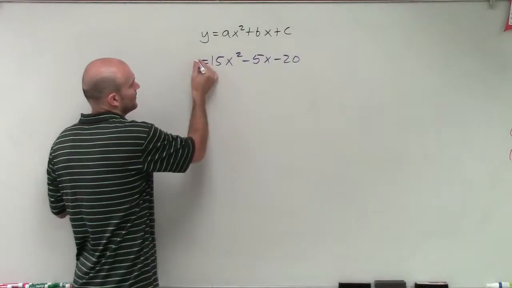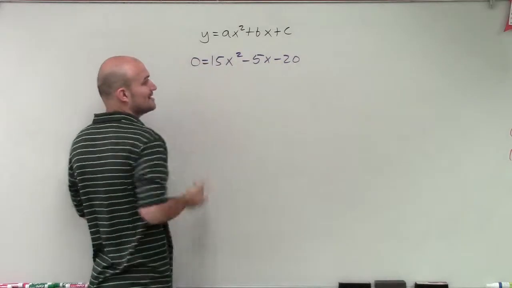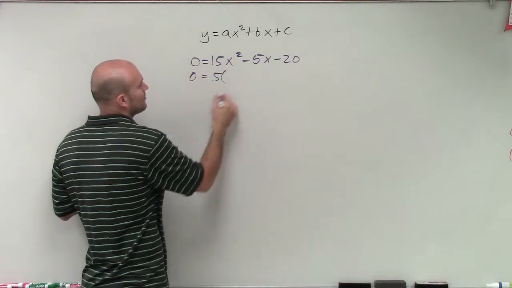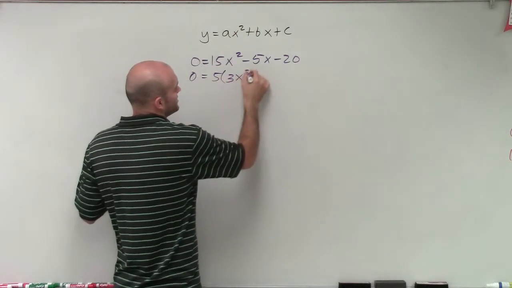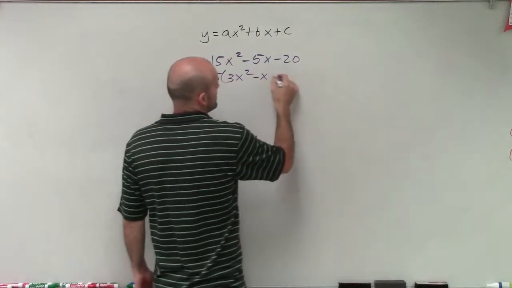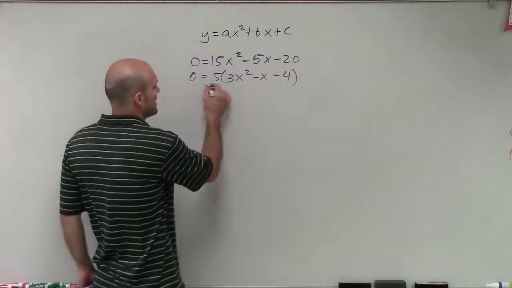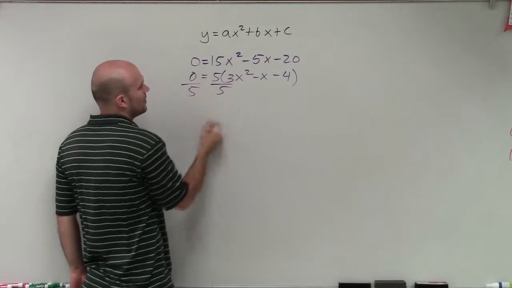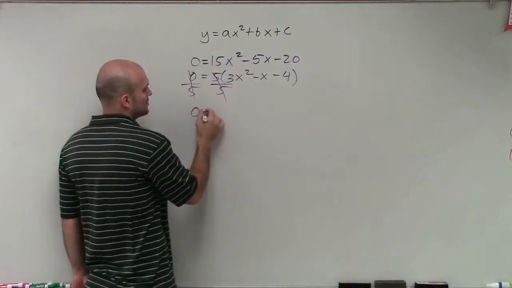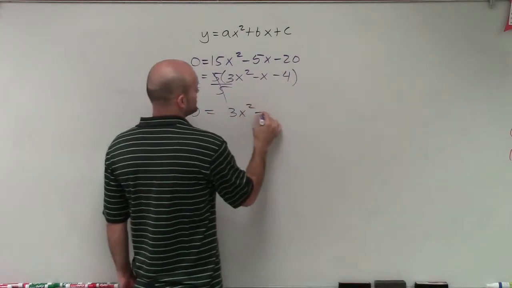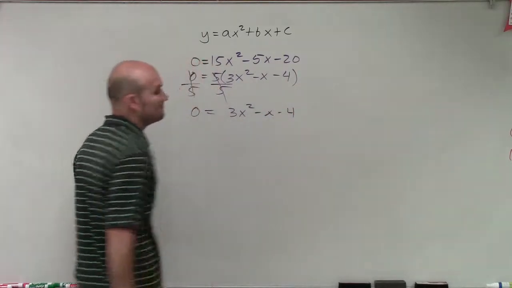So we're going to set this equal to 0, but we notice we can factor out a 5, right? So let's factor that out, because that's going to make our problem as easy as possible. So we have 3x squared minus x minus 4. Now, I still need to factor this. And remember, the 5 is not going to matter, because I'll divide the 5 out on both sides. That goes to 1, and that goes to 0. So therefore, I'm left with a problem. I don't need parentheses anymore. 3x squared minus x minus 4. And I need to factor that.